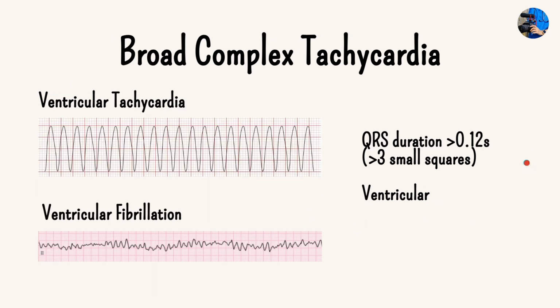Now, I hope that you would have guessed that a broad complex tachycardia is then looking at the ventricles. And as you can see, these look very, there is something wrong, you would notice this. So your QRS duration is over 0.12 seconds, it's over your 3 small squares, and these are ventricular. So here we have a ventricular tachycardia.